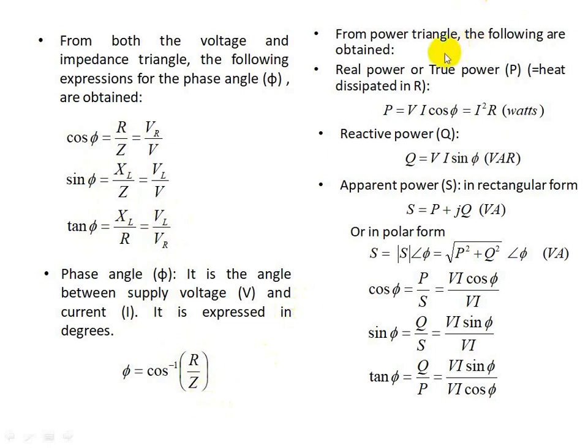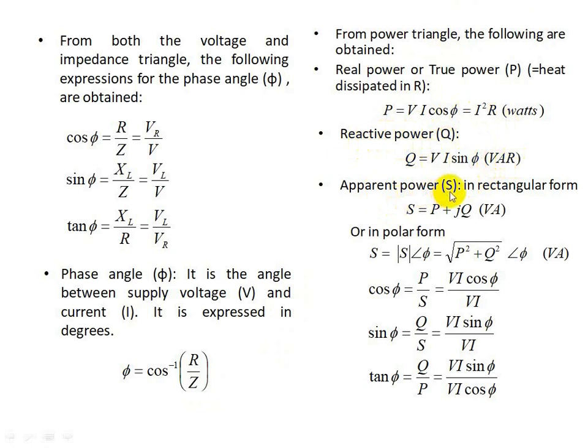So from the power triangle, we can write the following equations. Real power, which is also called true power, is equal to the heat dissipated in the resistance. So this power is VI cos phi, where I is the supply current, and cos phi is the power factor. This also will be equal to I square R, the power dissipated in the resistance. Reactive power is denoted by Q. Q is VI sin phi. Its unit is volt ampere reactive.